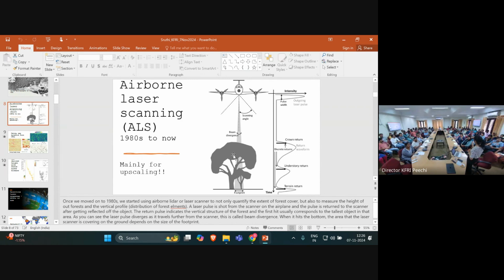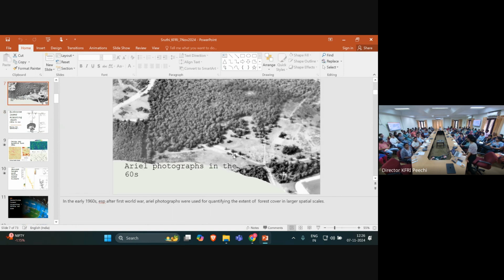So you can even identify branch level detail because of that, because the beam divergence is very low here. Yeah, but the divergence exists in all the platforms. You showed an aerial photograph in one of the first slides. Yeah. So I think there are at least a few in this room who have started our work using aerial photographs. Maybe it's Rajit, myself.